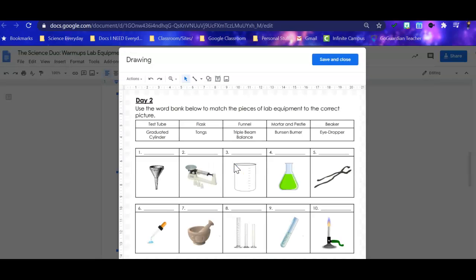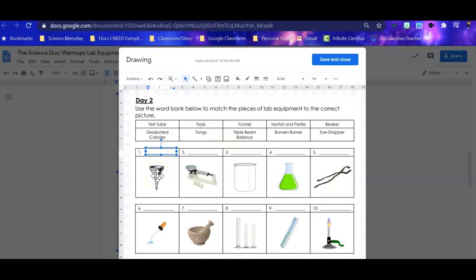So I can double click on day 2. Look at the text box. It's right here. All I have to do is type in. I'm even going to help you on the first one. It's a funnel. Spell it right. The words are up here. I don't want to hear you can't spell it when the words are up here for you.